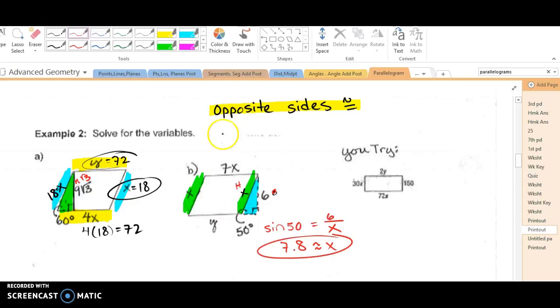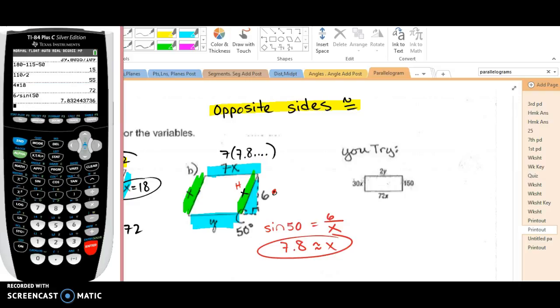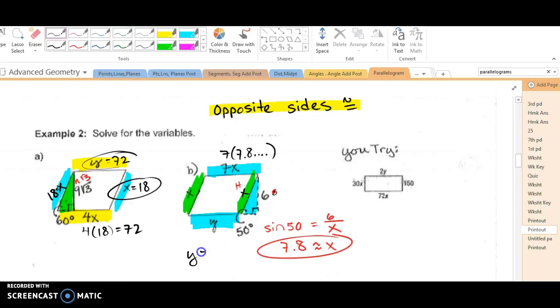And then the question is, what is y? And since we know that opposite sides are equal, 7 times 7.8 should equal what y is. So we'll go back and multiply our answer times 7, and we get 54.8. So we're going to say y equals 54.8. Okay, I'm going to let you pause the video and you try.